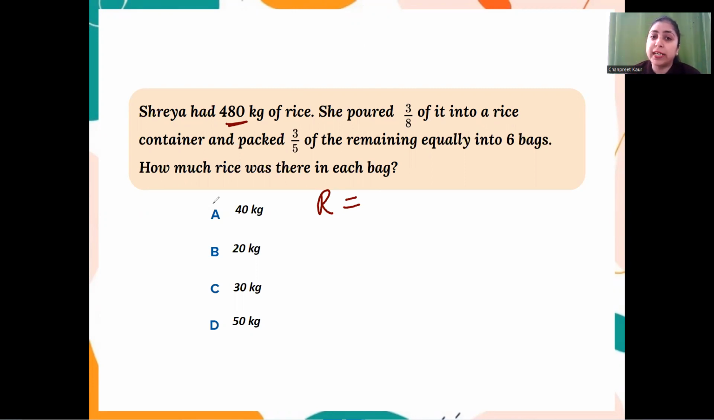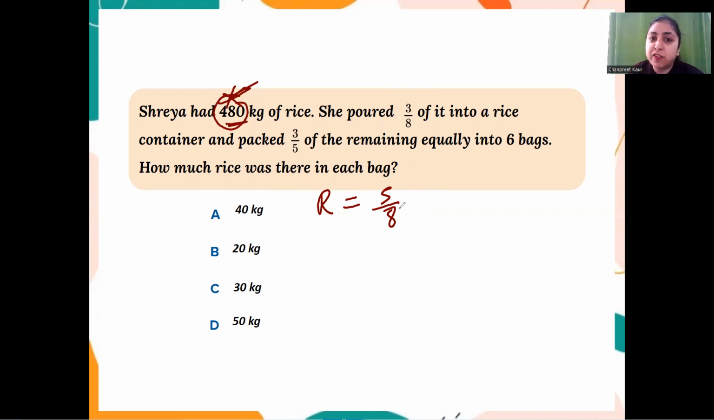So what I'm going to do, I'm just going to take the quantity of rice as X. She poured 3/8. Okay. So what is the remaining? Remaining is 5/8. Don't take it as X, just take it as 1. So remaining quantity is 5/8. We will use this 480.